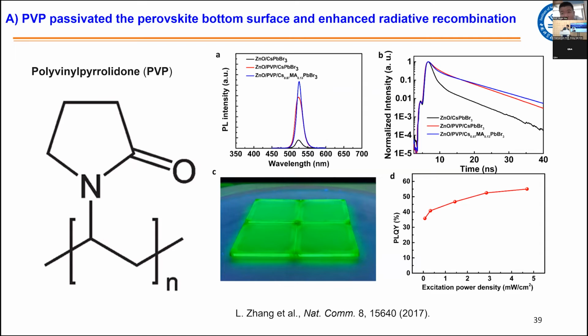Passivation is always important for light-emitting solar cells and also light-emitting diodes. We use molecules with a carbon-oxygen double bond that can react and bond with the perovskite material to passivate the surface. We deposit these molecules on the zinc oxide surface before the perovskite deposition. We found that introducing these materials can greatly enhance the emission and also the lifetime.